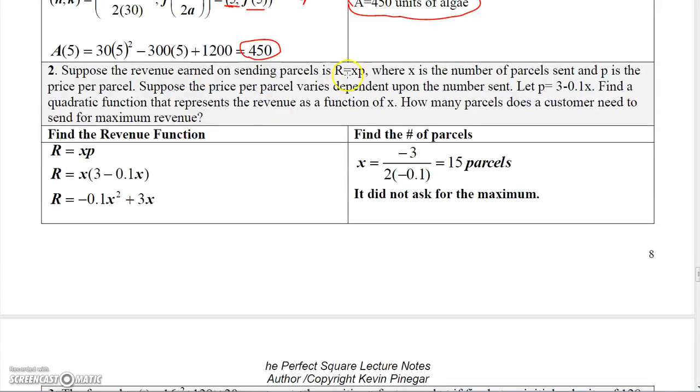Suppose the revenue earned on sending parcels, that's packages, is X times P, where X is the number of parcels and P is the price per parcel. Now, suppose this price per parcel varies depending on how many parcels you send. So let's say the price is $3 minus 10 cents per parcel. So in other words, if you sent 10 parcels, what's 10 times 10 cents? A dollar? If you sent 10 parcels, then the price per parcel would be $2. But let's see how we can do this.